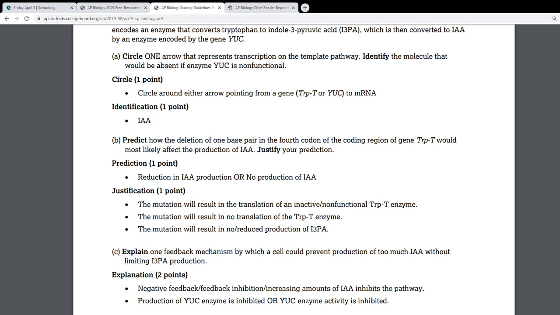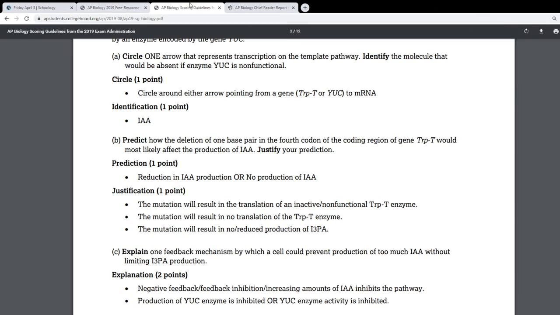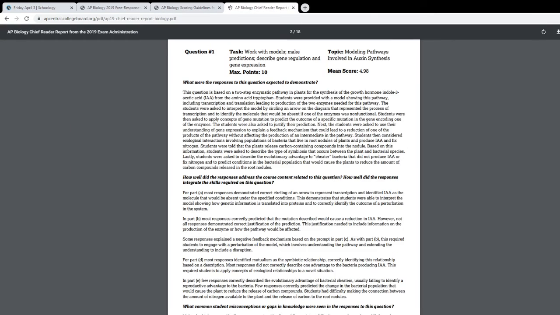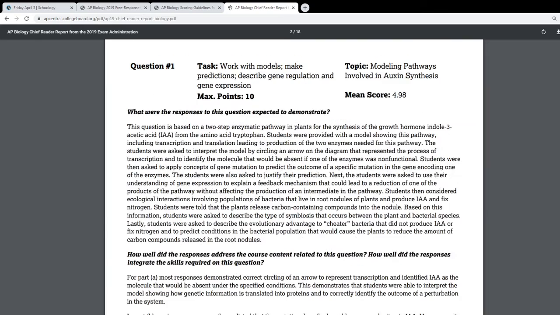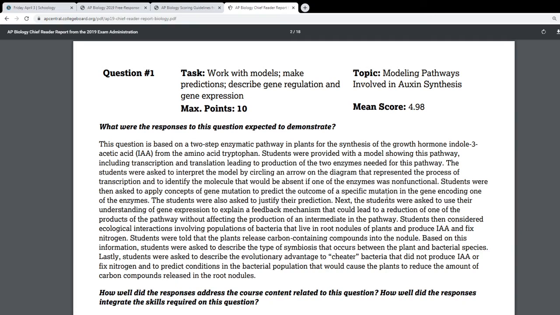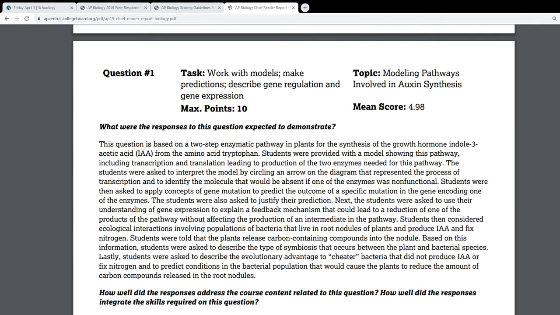Now, an interesting part about this, I don't want to go to C yet because I also brought up the chief reader report. So this is, once again, the dude in charge of the curriculum, and I want you guys to take a look at this. This question was worth 10 points, max 10 points. The mean score was about a 5, which means that the average was less than half.